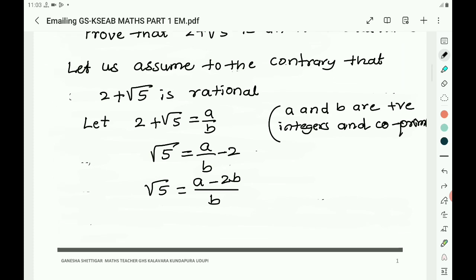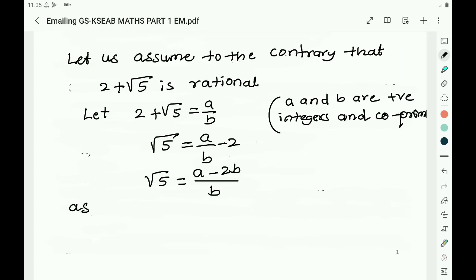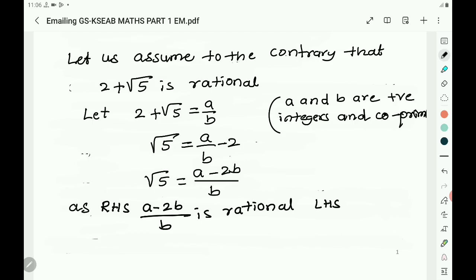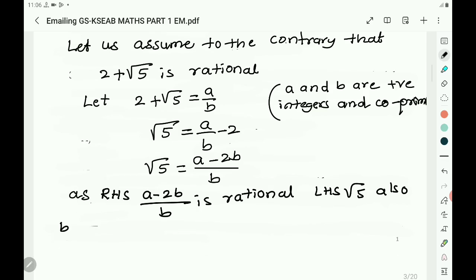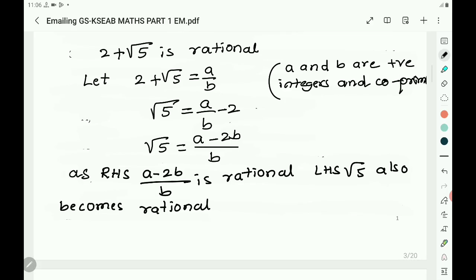So write, as RHS a minus 2b by b is rational, LHS root 5 also becomes rational. But we know that root 5 is irrational.